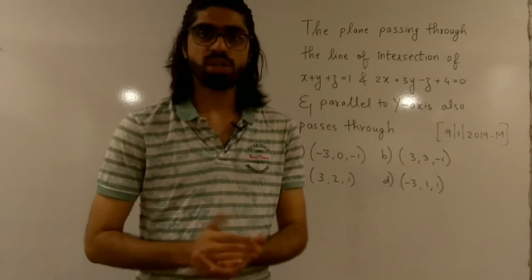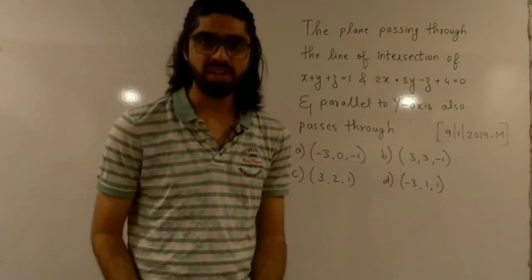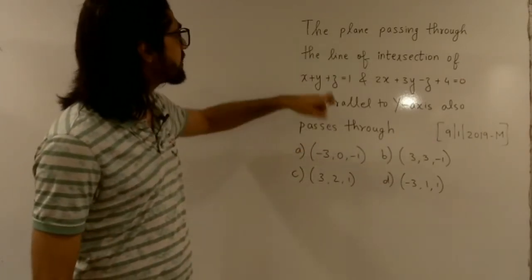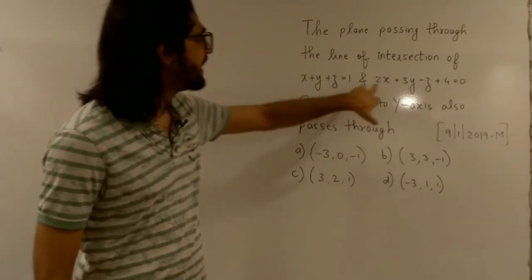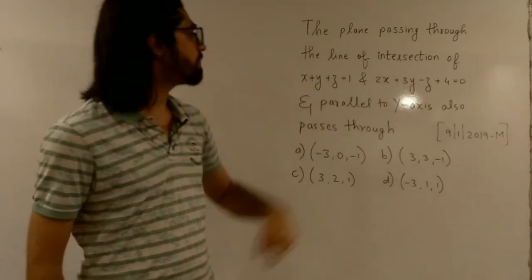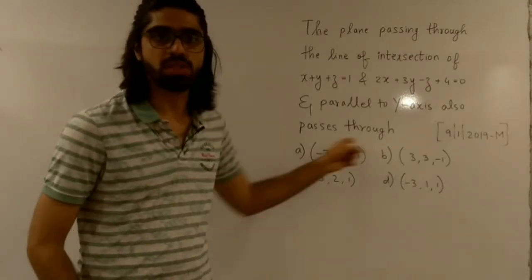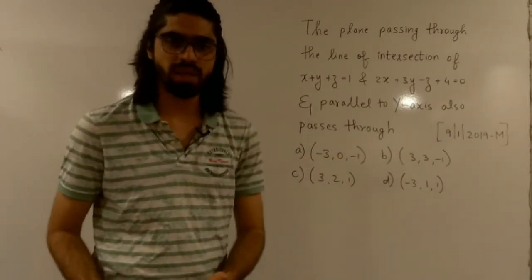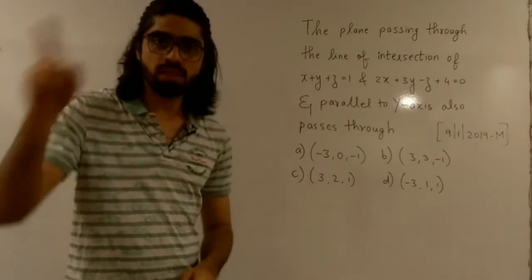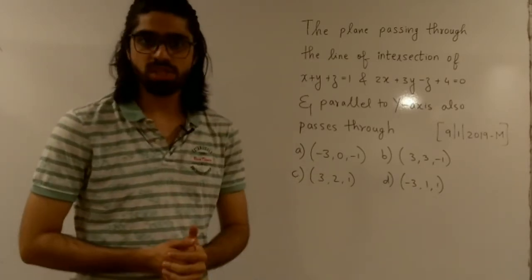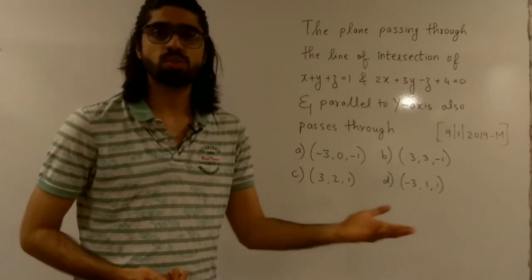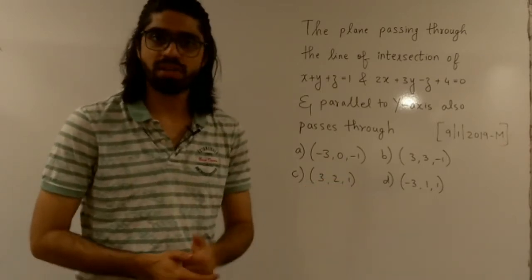The next question, again a question from the same very paper. The plane passing through the line of intersection of this plane and which is parallel to the y-axis, that plane will pass through one of these given points. So you need to find the equation of the plane, substitute these options in the equation of the plane, and whichever option satisfies, our plane will pass through that point, and that will be our final answer for this question.